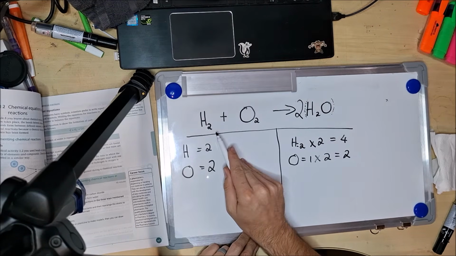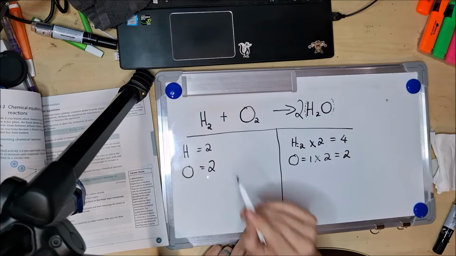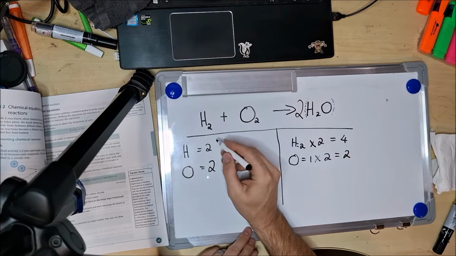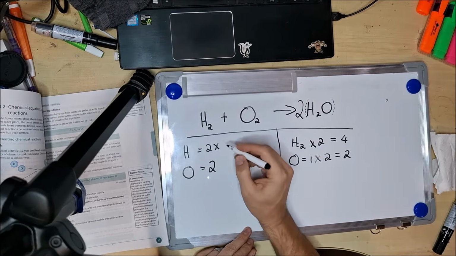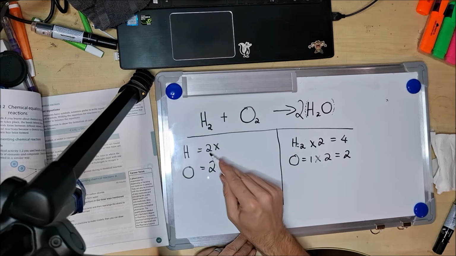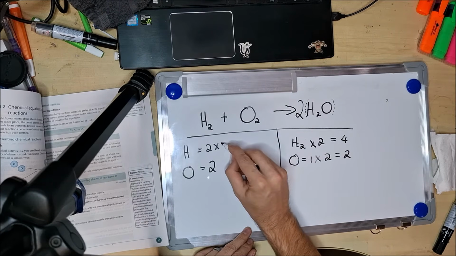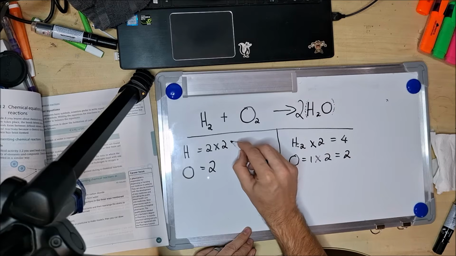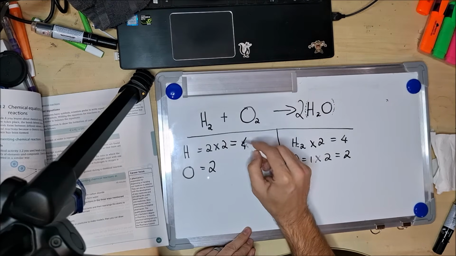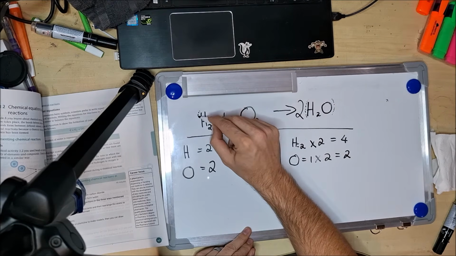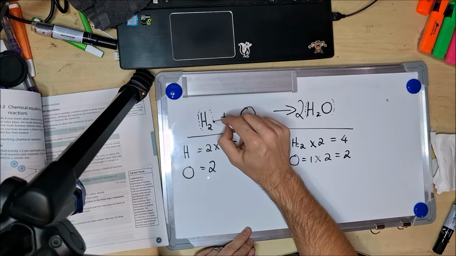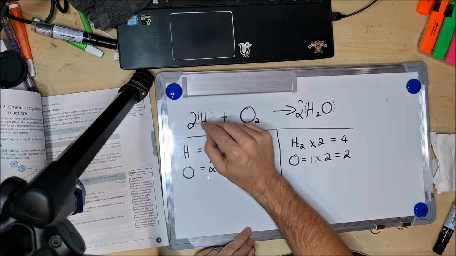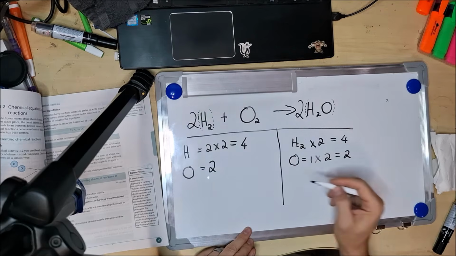On the left hand side, I need to check and see, hey, what can I times hydrogen with to get it to 4? 2 times what gives me 4? 2. That gives me 4. So I have to put a little invisible bracket around the whole thing. Put a big coefficient with it.